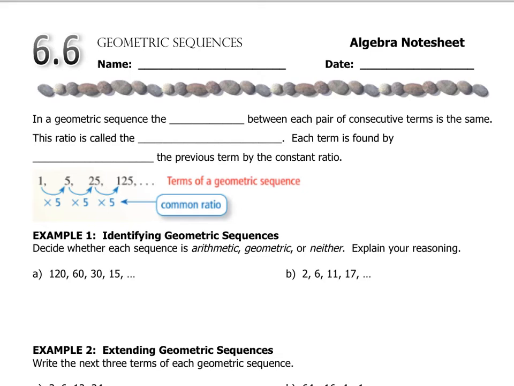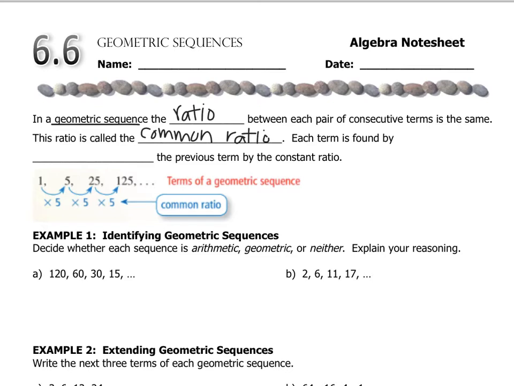In an earlier lesson, we looked at arithmetic sequences, which was when the sequence had a constant addition or subtraction between the terms. In this lesson, we look at these things called geometric sequences, and that's when you have a constant multiplication or division between the terms, and we call that the ratio. So in a geometric sequence, the ratio between each pair of consecutive terms is the same. This ratio is called the common ratio. Just like when we had arithmetic sequences, we called it the common difference.